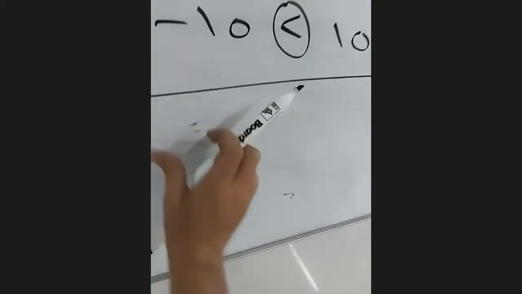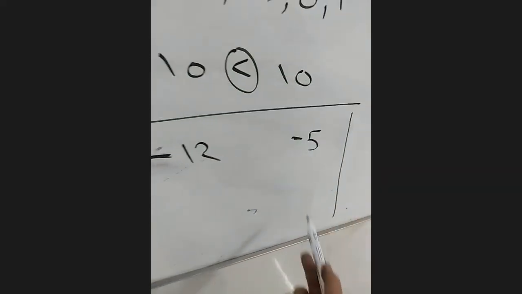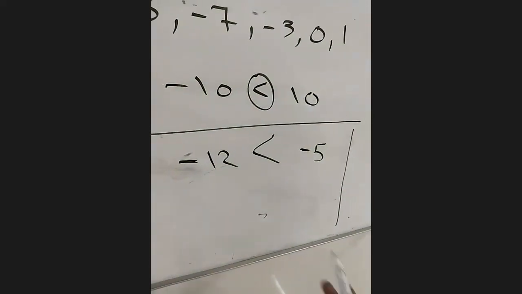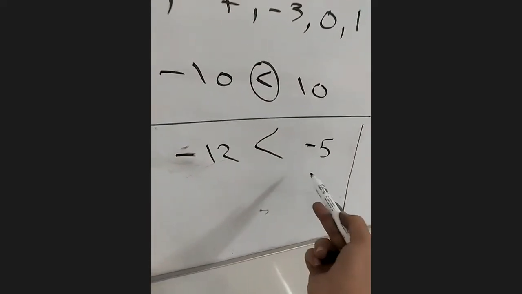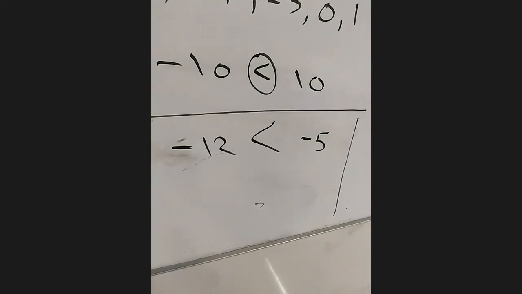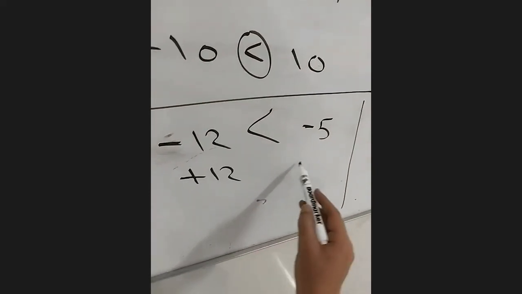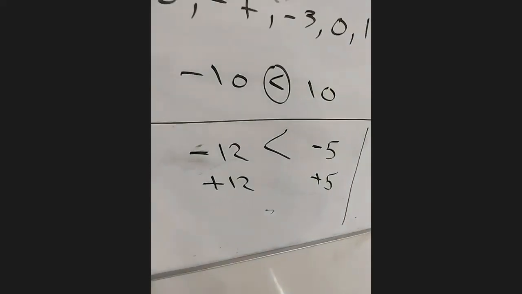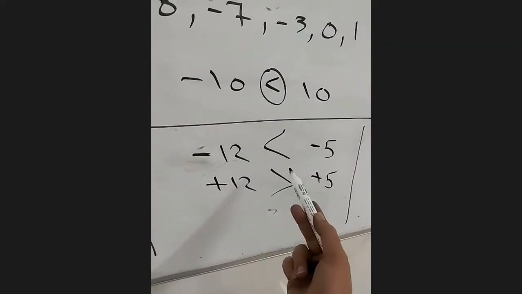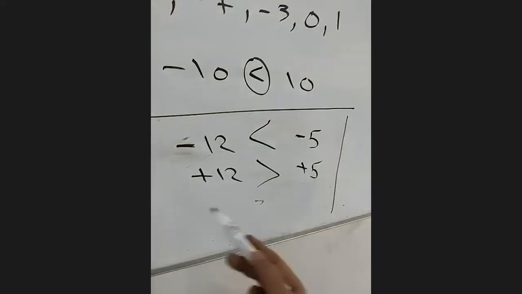Now, which is best for you: to lose 12 riyals or to lose 5 riyals? Which is best for you? 5. To lose 5. So negative 5 is bigger than negative 12, right? Right. But which is best for you: to win 12 riyals or to win 5 riyals? Which is bigger? 12. See? You got it now?